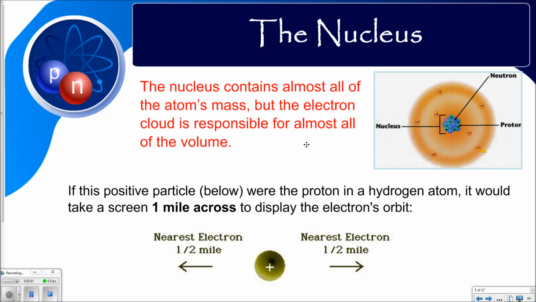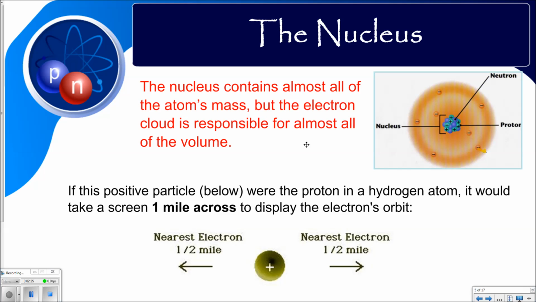As far as the atom is concerned, the nucleus is going to have most of the mass, but the electron cloud is responsible for all the volume. Again, like we said, protons and neutrons are heavy. They make up the nucleus, so it's a heavy nucleus. The electrons are light, but they're very spread out and take up a huge volume when compared to the nucleus.